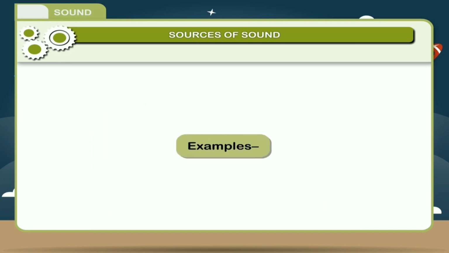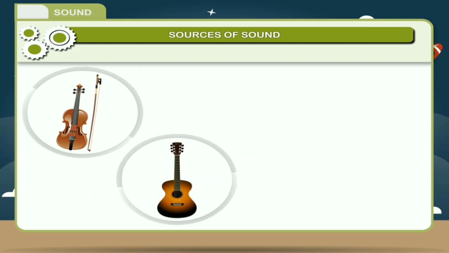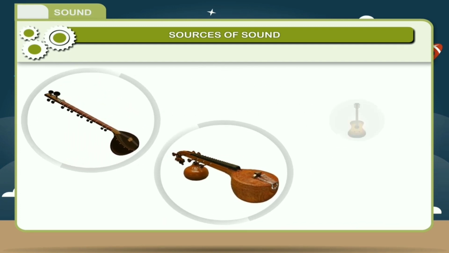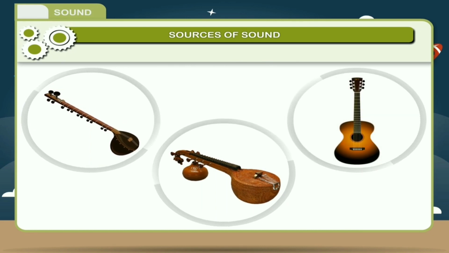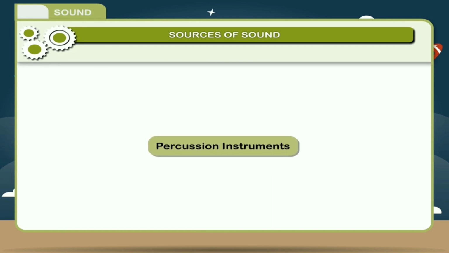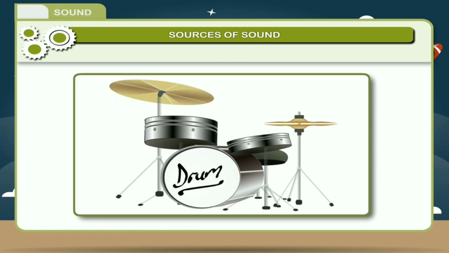Examples: violin, guitar, sitar, veena. So the sound in sitar, veena, and guitar is produced by the vibrations of stretched string. Second is the percussion instruments. In these instruments, a membrane is stretched tightly over a hollow wooden frame. When the membrane is beaten, it vibrates and produces sound.